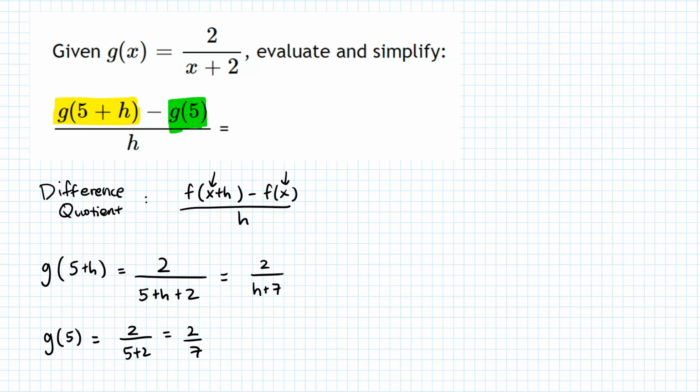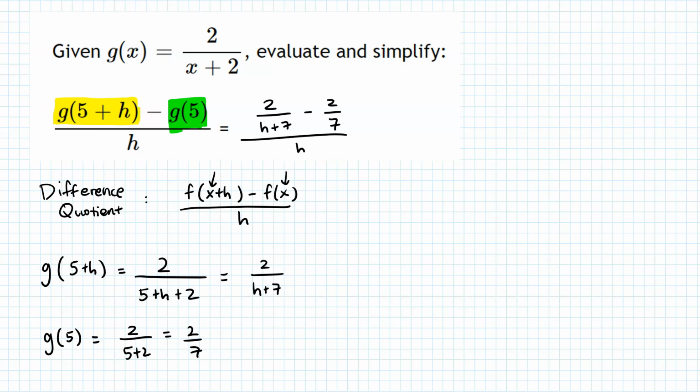So let's go ahead and write out what this is going to be now. g of 5 plus h we found was 2 over h plus 7. Then we're subtracting off g of 5, which was 2/7, and this whole thing is being divided by h. Now, the goal of simplifying a difference quotient is to get the h in the denominator to divide out, so that later on in calculus we can take the limit of this rational expression.